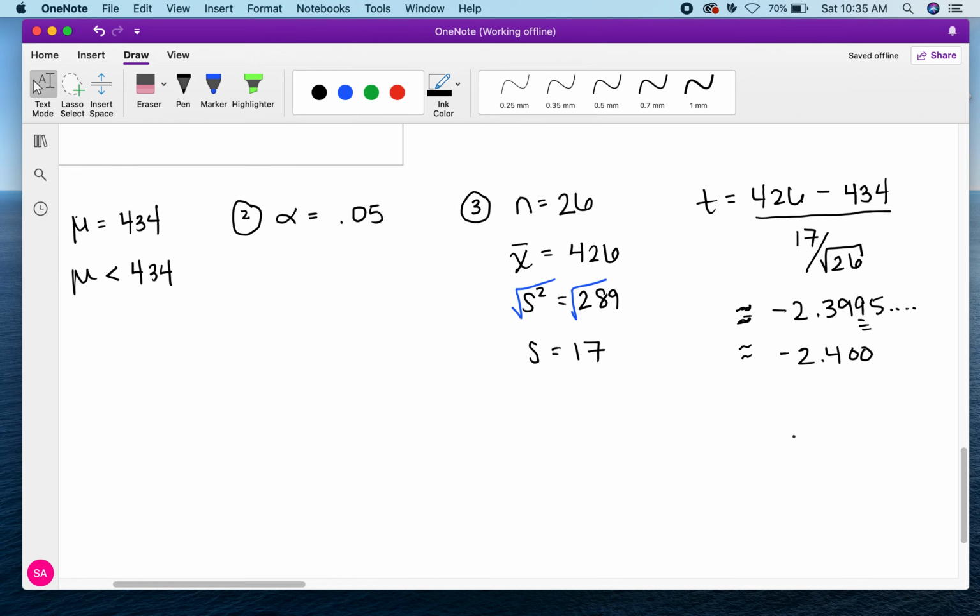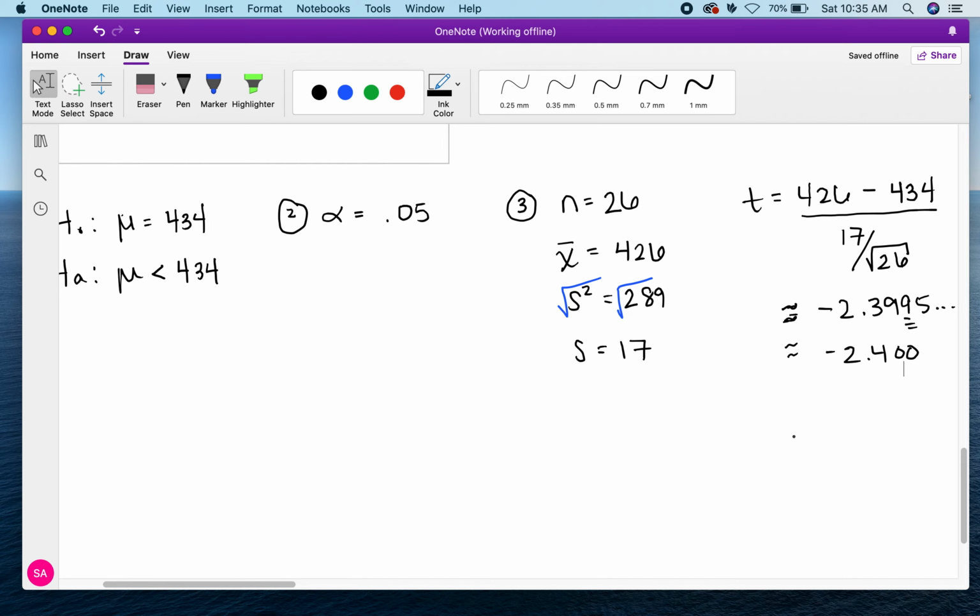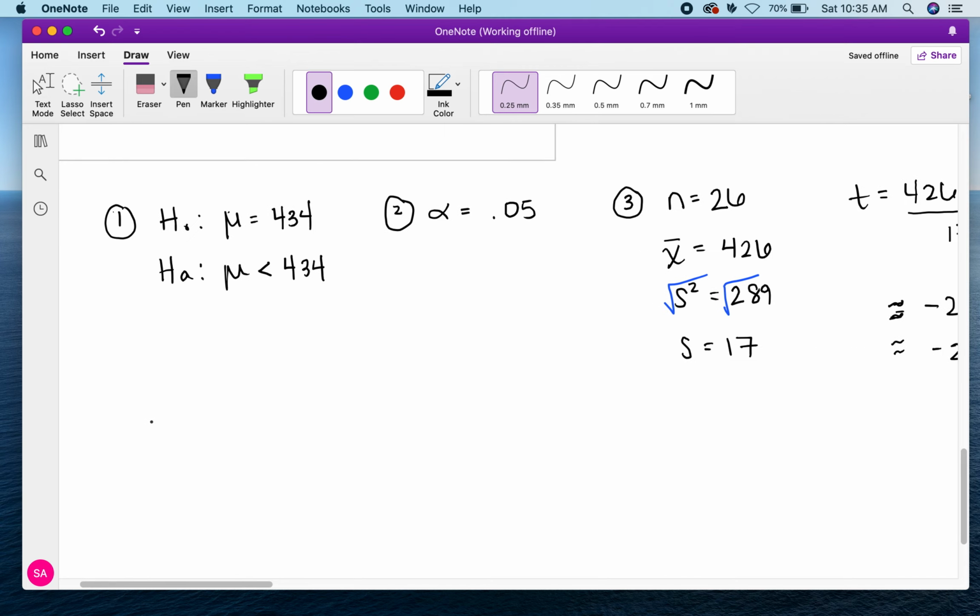Step 4 is let's figure out our critical values and our decision rule. So remember, you need to know your degrees of freedom, which is the sample size minus 1. So our degrees of freedom is 25. And is this a one-tailed or a two-tailed test? Well, this is a less than symbol. This means this is going to be a one-tailed test. And the area in that one tail is going to be the significance level 0.05.